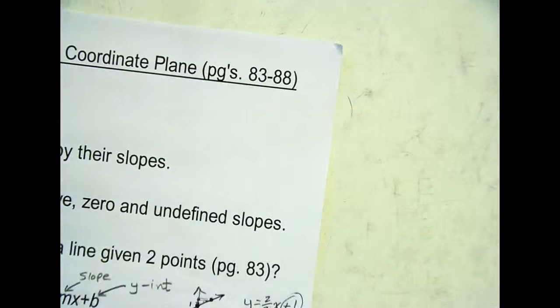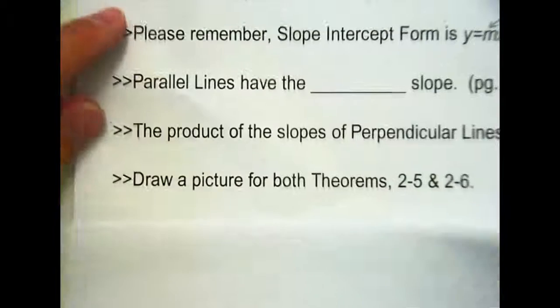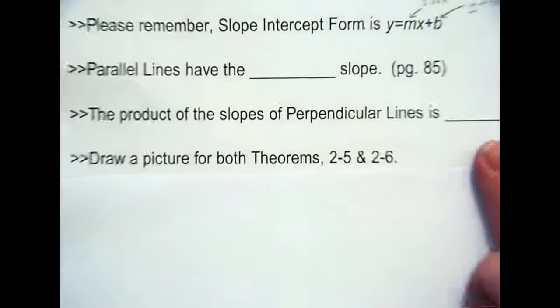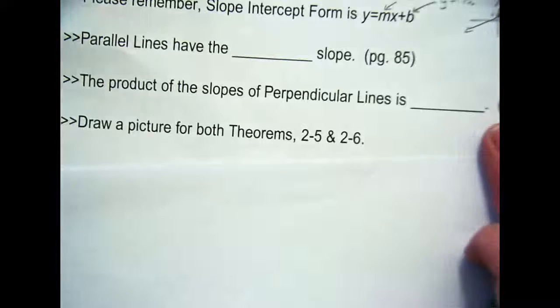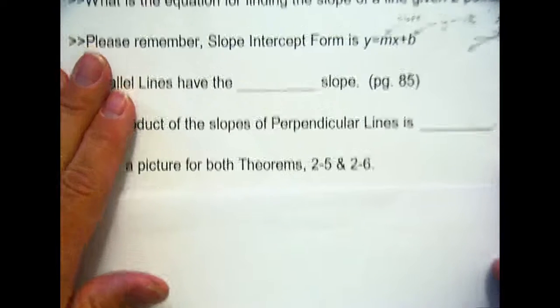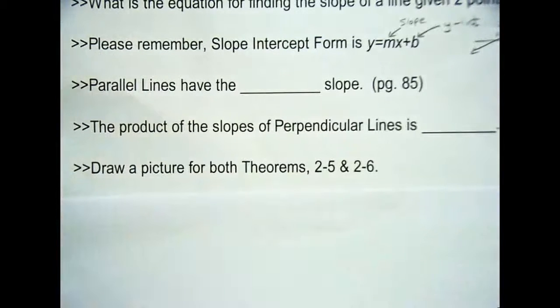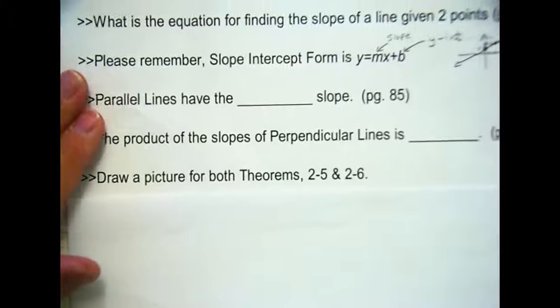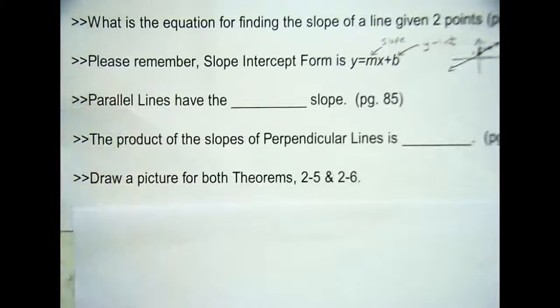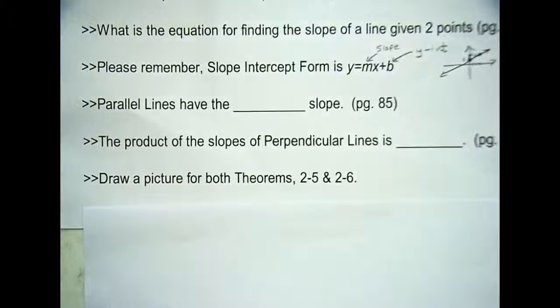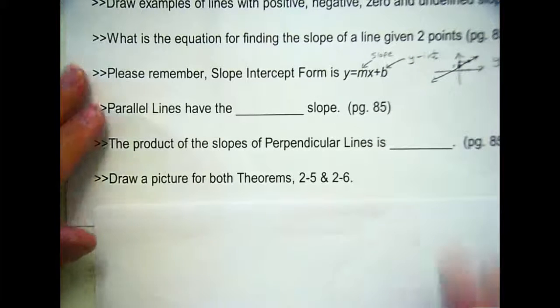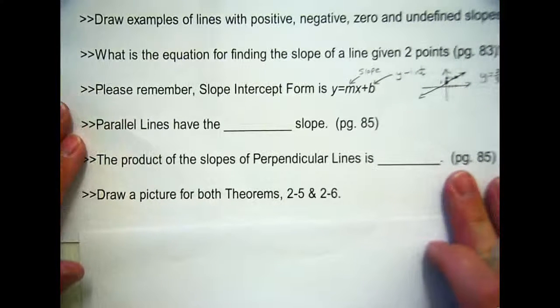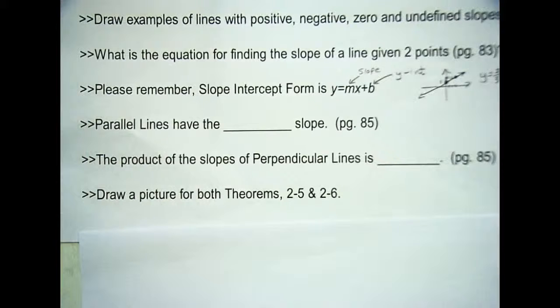You need to stop where you're at. Go back to your notes and talk with your groupies about this. If you need a little help, you can look at page 85. Parallel lines: what do we know about parallel lines and their slope? What do we know about the product of the slopes of perpendicular lines? And you've got some theorems, 2.5 and 2.6, to reference and take a look at.